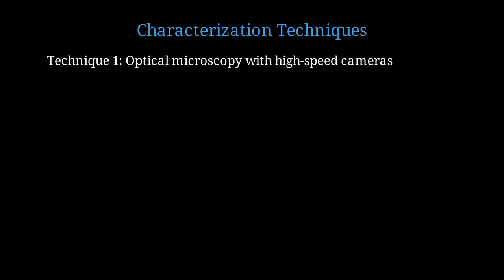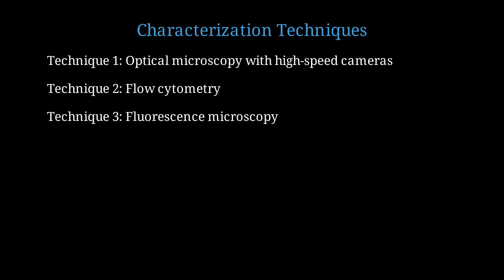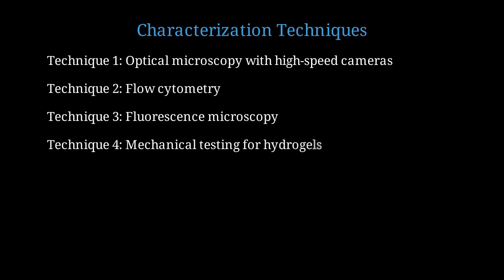Several techniques are essential. First, optical microscopy with high-speed cameras allows us to visualize droplet formation in real time and measure droplet diameters with micrometer precision. Second, flow cytometry can analyze thousands of droplets per second, measuring their size, fluorescence, and other optical properties. Third, fluorescence microscopy lets us visualize encapsulated materials like cells or fluorescent drugs inside capsules. Fourth, for hydrogel capsules, mechanical testing using microindentation or rheology reveals the stiffness and mechanical properties of the gel matrix.